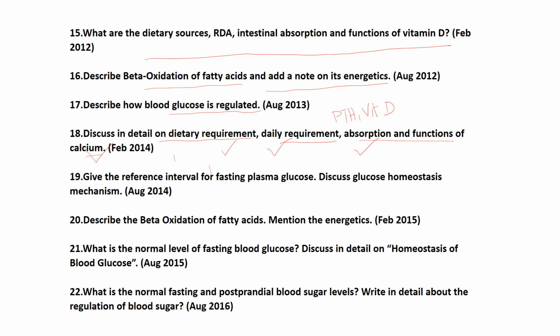So this is also a direct question. You can write it from the exam point of view. You have to write all the points. And this is also repeated: intervals of fasting plasma glucose homeostasis.